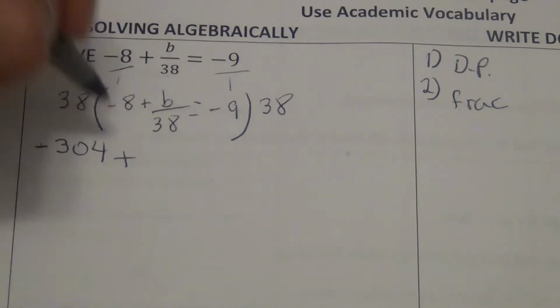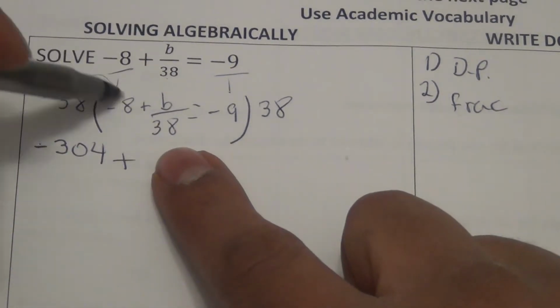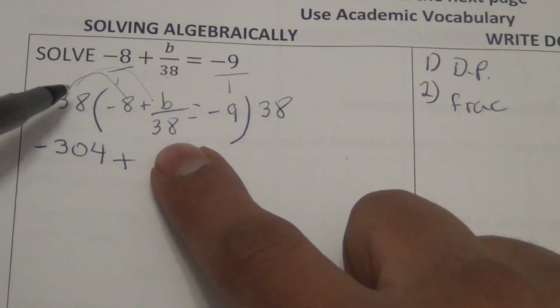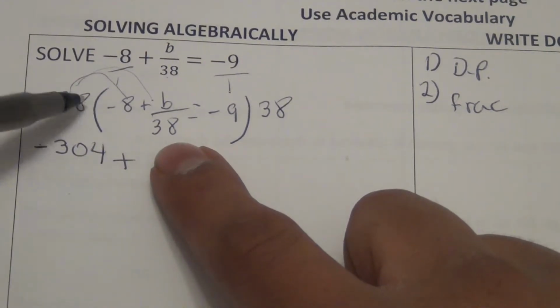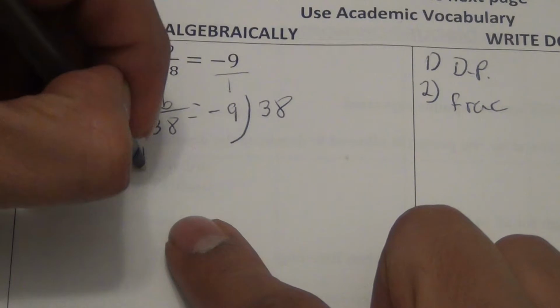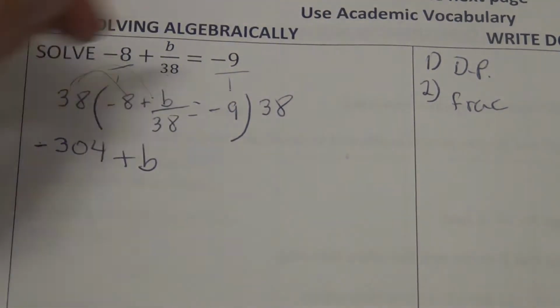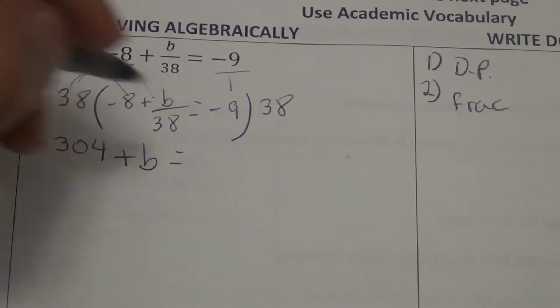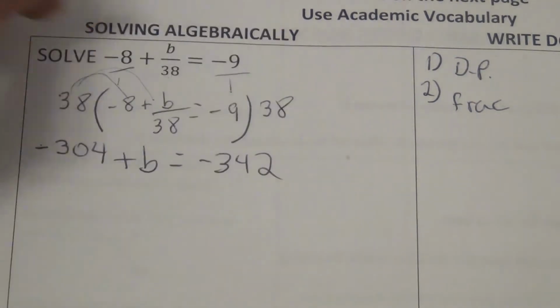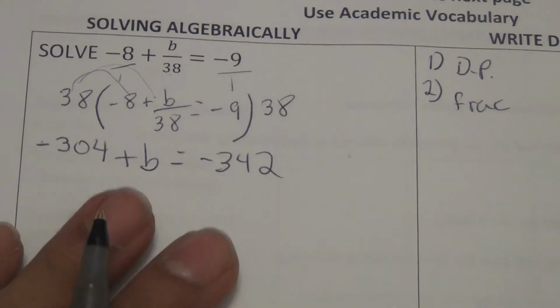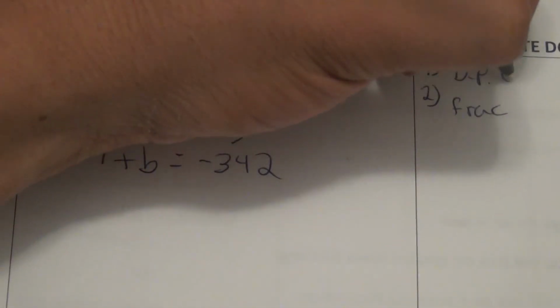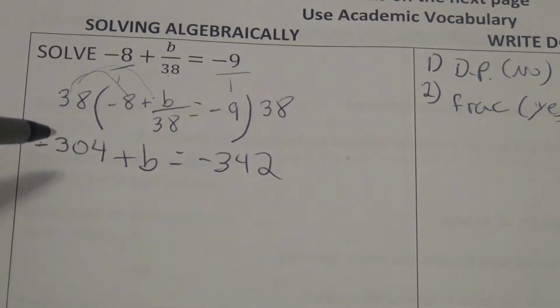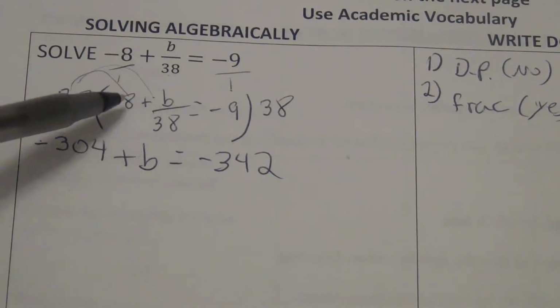Plus, remember here you multiply by this one, and now you're going to multiply by this one. You're multiplying and dividing by the same number, so they cancel out. So that means that this is just b, equaling, and now you multiply 38 times -9, and you get -342. So no distributive property, fractions, yes. And you know what to do: find the common denominator, multiply the whole equation by the common denominator.